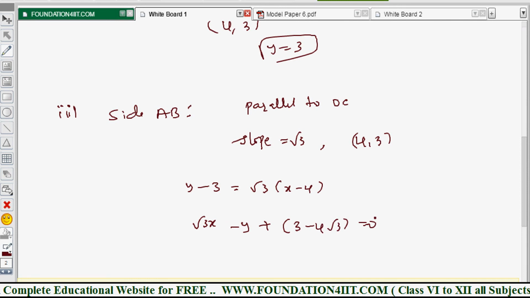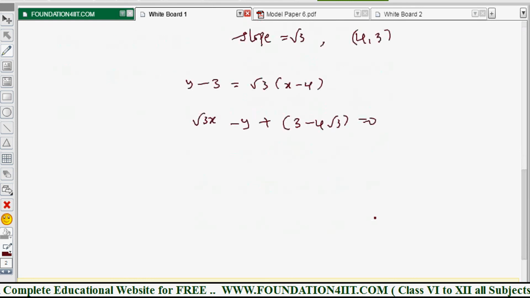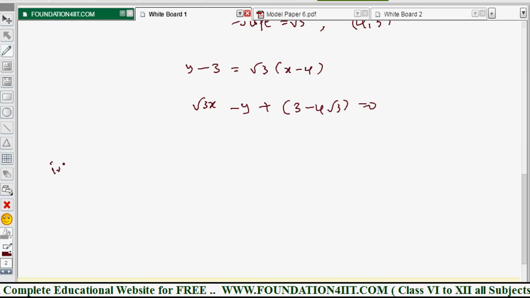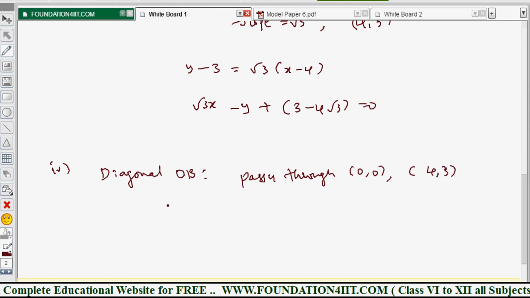And the diagonal OB is simple because O is 0 comma 0 and B is 4 comma 3. Next, the diagonal OB. This is the equation of the diagonal, which passes through 0 comma 0, that is O, and B, which is 4 comma 3. So use the two-point form. The required equation is y minus y1.